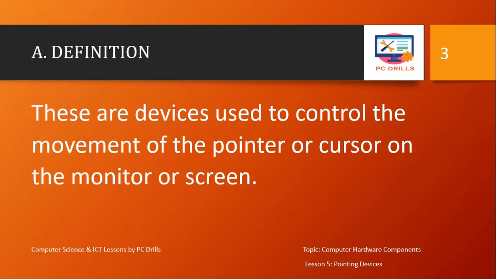So what are pointing devices? These are devices used to control the movement of the pointer or cursor on the monitor or screen. When you move your mouse, that particular display on the screen is called a pointer, or you call it a cursor. It means almost the same thing.